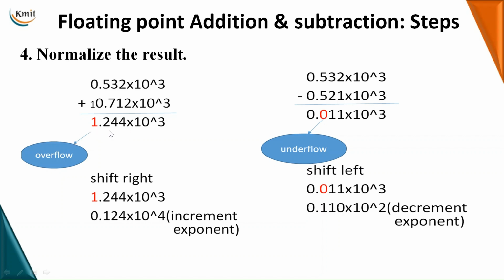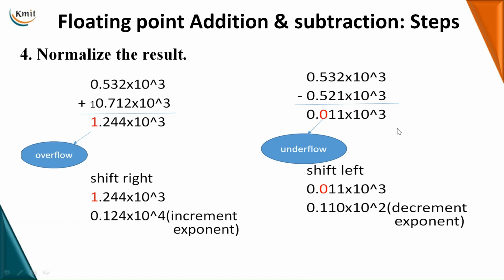So when you perform a shift right on this result, it becomes 0 point. This 1 will take the MSB position of the mantissa part. So it becomes 0.124 into 10 to the power of, since you have shifted towards the right, you have to increment the exponent by 1. Since it is 1 bit, you increment the exponent by 1, so it becomes 10 to the power of 4. So it becomes 0.124 into 10 to the power of 4. This is your normalized result in case of an addition operation.